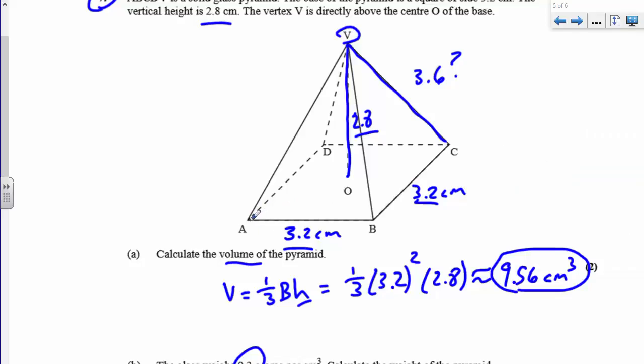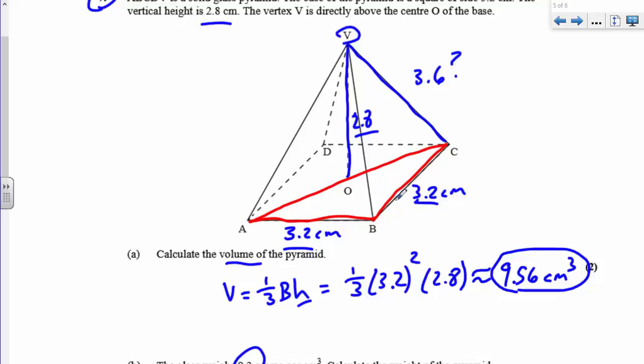So I look at this square base, and I've got this side and this side. It's a square, and there's a diagonal going from one point to the other.